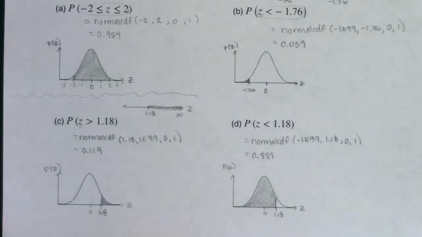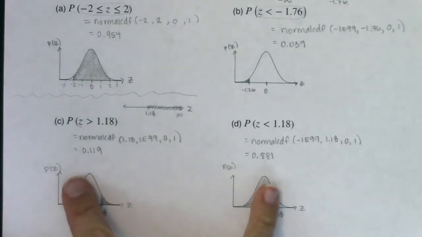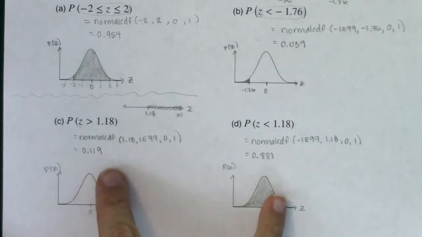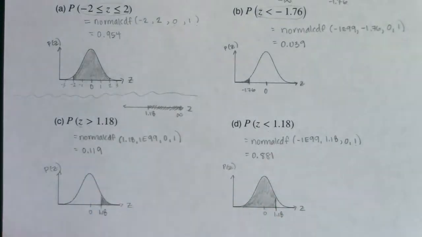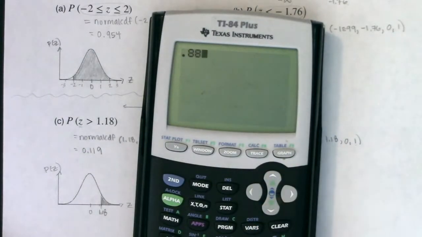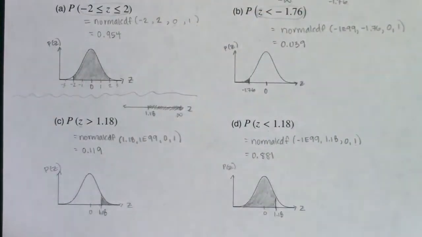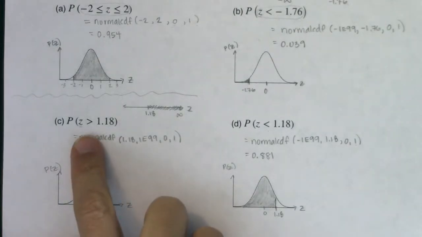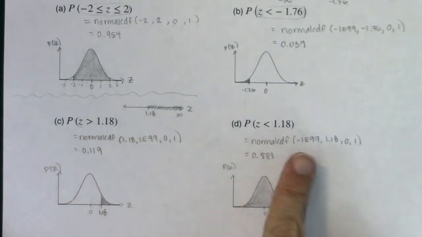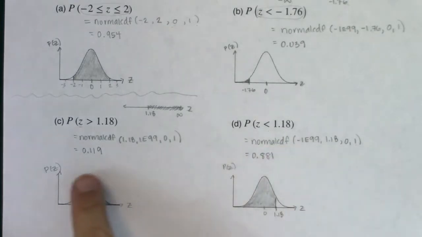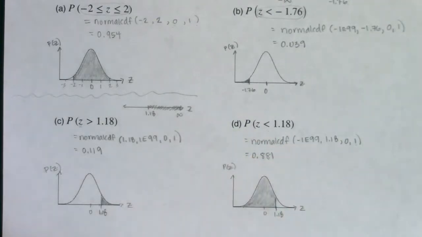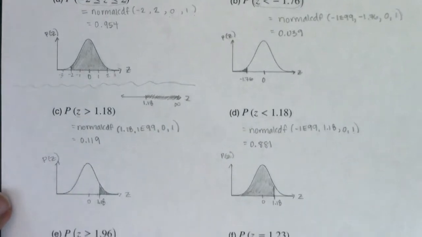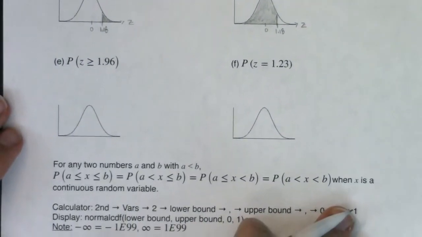Before we move on to the last two, I just want you to take note of these two numbers. What do they add up to? If I took on my calculator 0.881 and added 0.119 to it, you see I'm getting 1. That's because these are complements, right? A z-score is either greater than 1.18 or it's less than 1.18. So if I knew this number, I could have subtracted it from 1 and gotten that number. Complement rule.